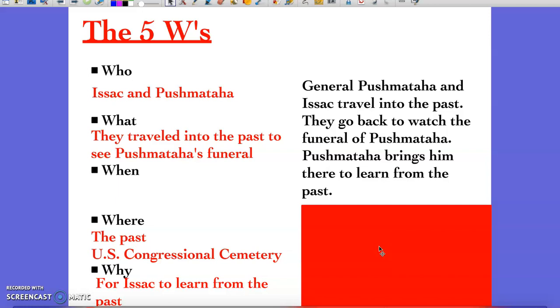Now, maybe you would have included Andrew Jackson in your summary, maybe not. Maybe you would have put it in a different way, but the most important thing here is that we covered the who, what, when, where, and why to the best of our ability, and then we put it in that order. This is how you would write a summary using the 5 W's.